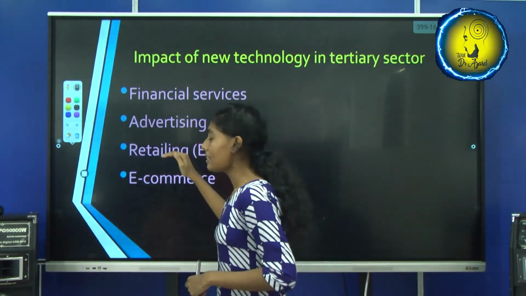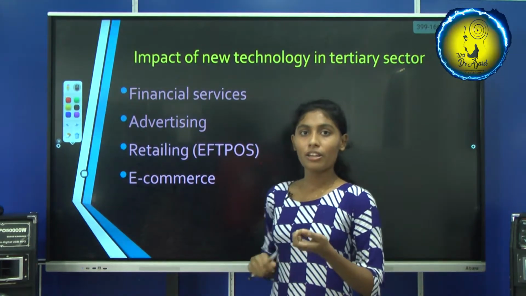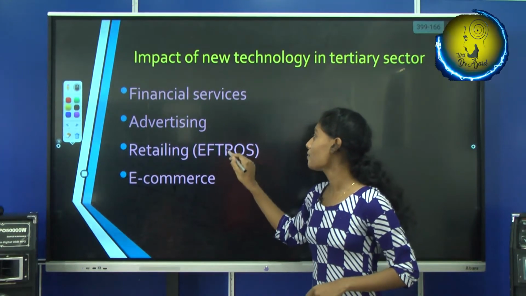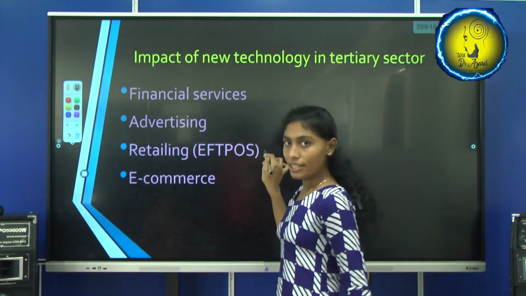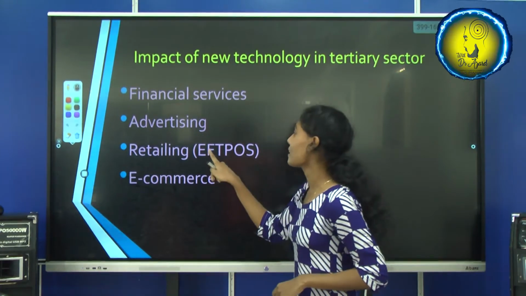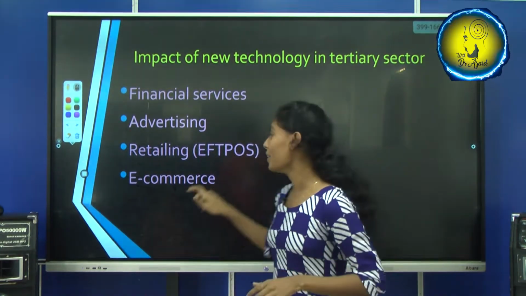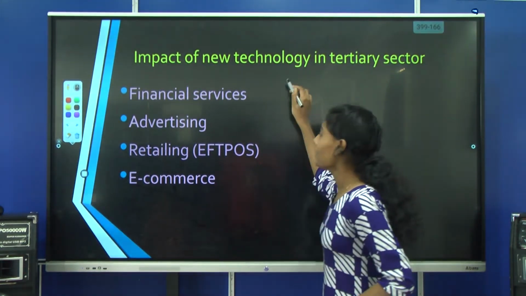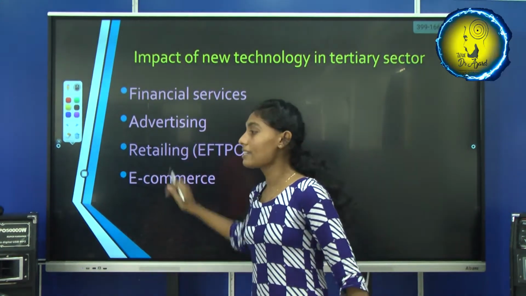Then we have retailing. Retailing means if you go to a supermarket, you have machines. If you swipe a debit card, that machine is called electronic fund transfer at point of sale, we say EFTPOS. If you swipe in the debit card machine, that machine is called EFTPOS, electronic fund transfers at point of sale. Those days we didn't have that. Nowadays we have it because of technological improvement. So that is an improvement in the retailing sector.